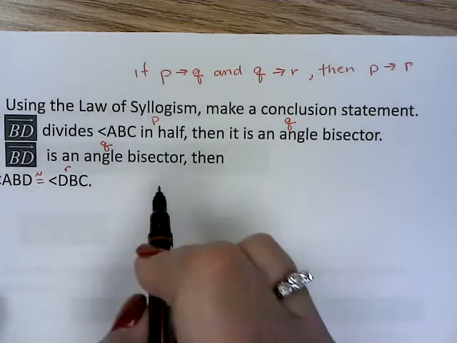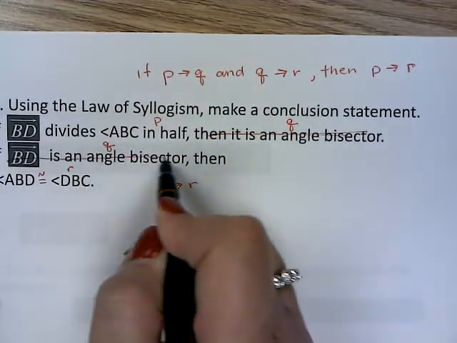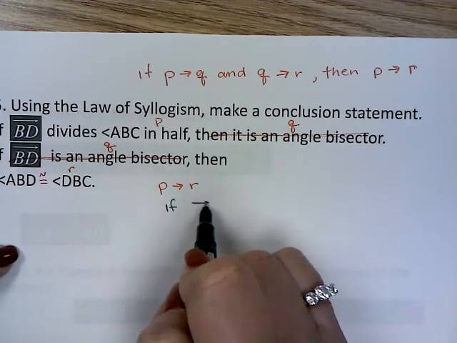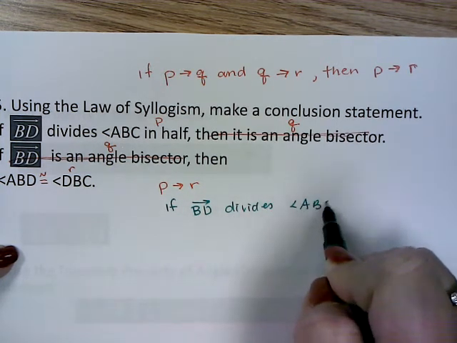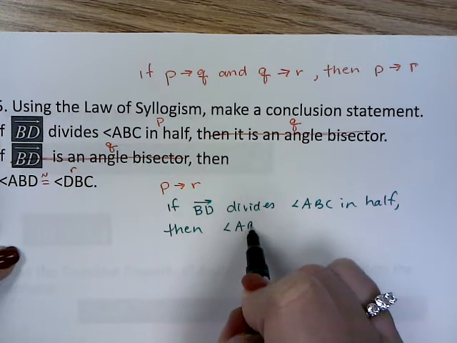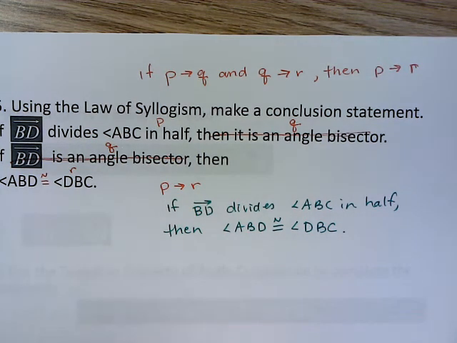So now my final statement should be P, then R. The piece that overlaps, the then and the if, goes away. So now, if BD divides angle ABC in half, then angle ABD is congruent to angle DBC. It has to be an if-then statement. You're not just drawing a valid conclusion, you're actually pulling it together using the transitive type property.